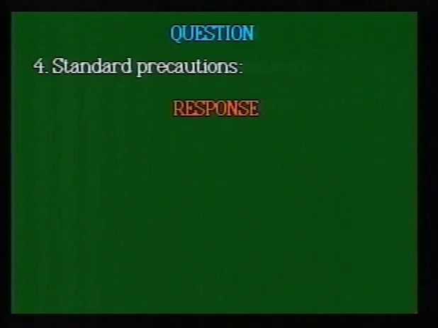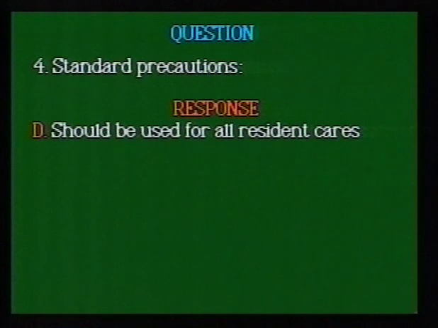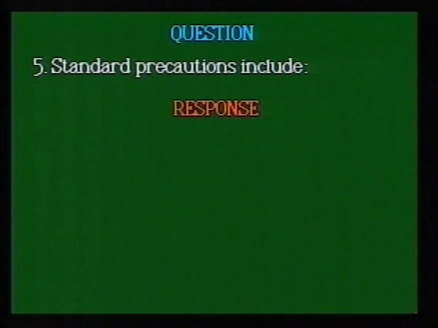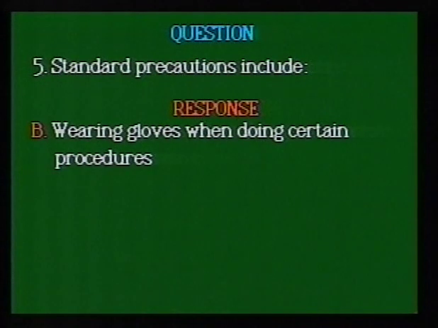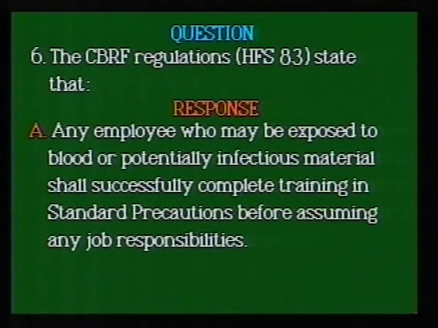Number 4, standard precautions, D, should be used for all resident cares. Number 5, standard precautions include B, wearing gloves when doing certain procedures. Number 6, the CBRF regulations, HFS 83, state that A, any employee who may be exposed to blood or potentially infectious material shall successfully complete training in standard precautions before assuming any job responsibilities.